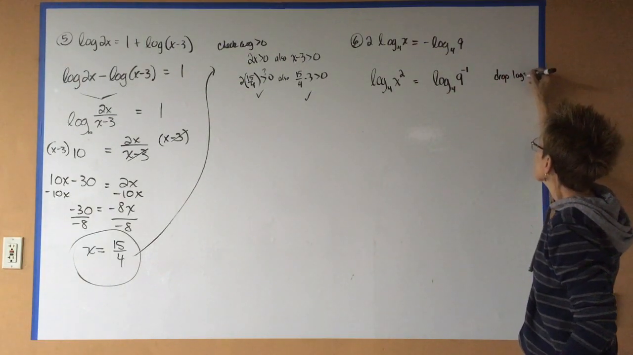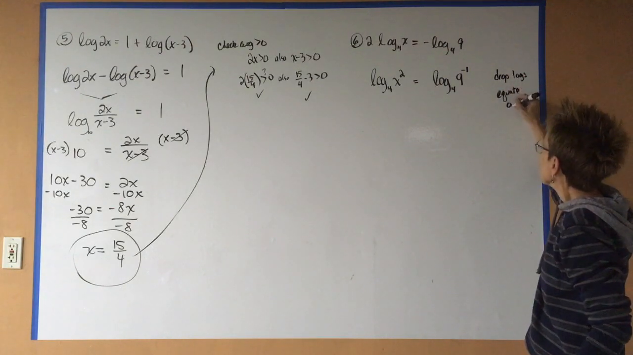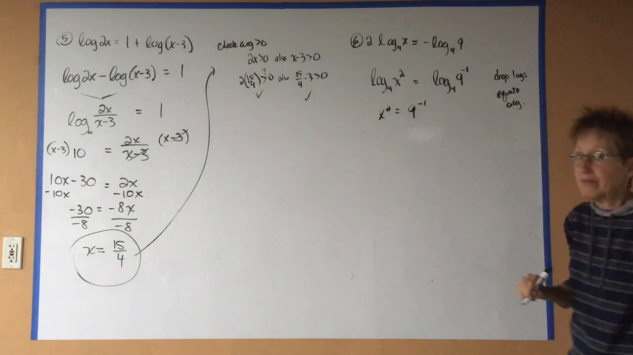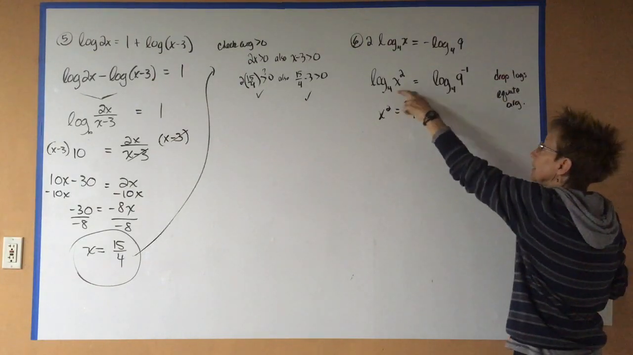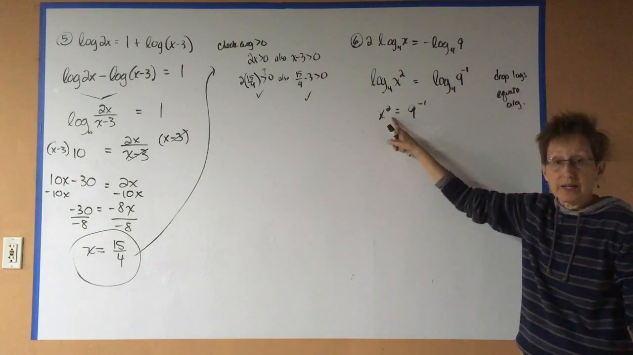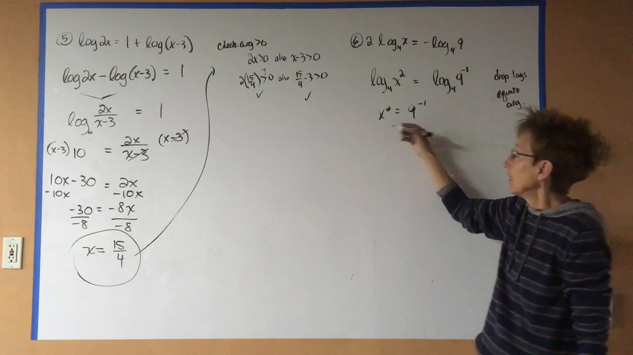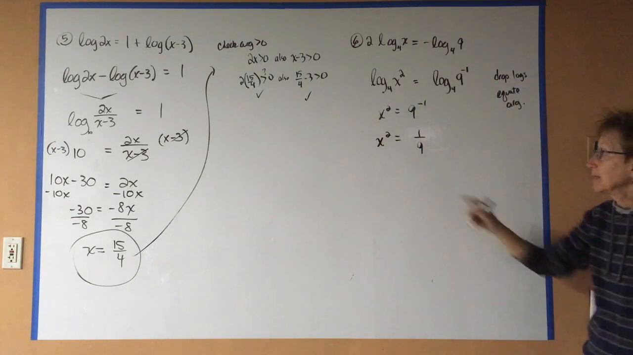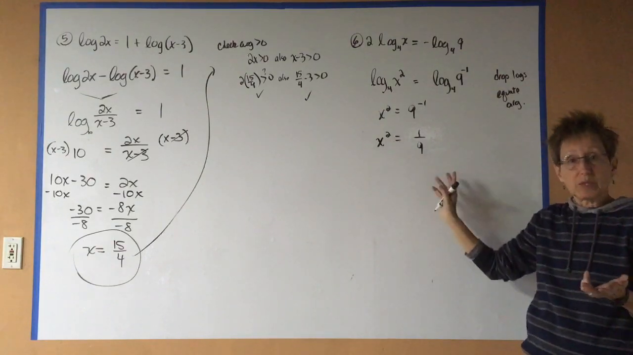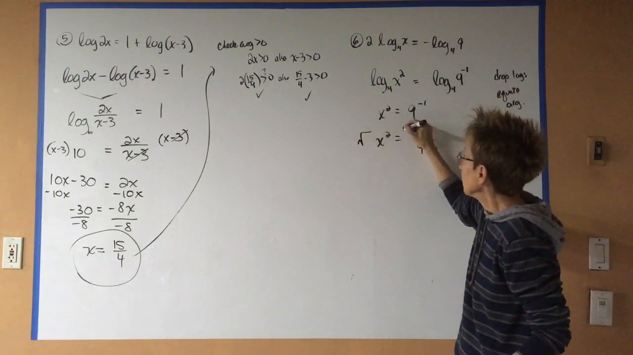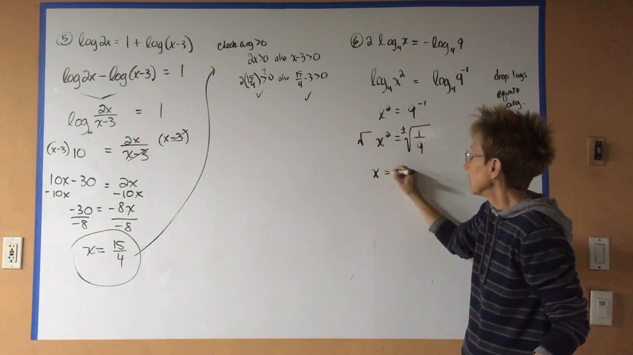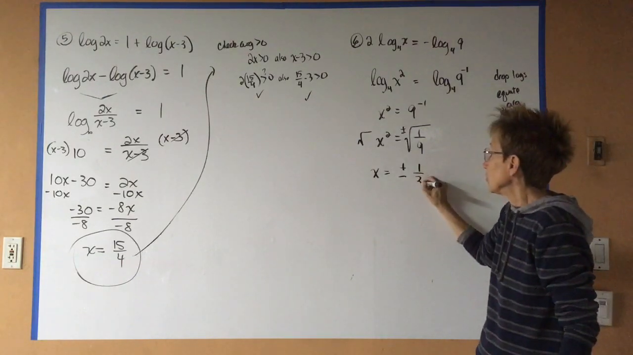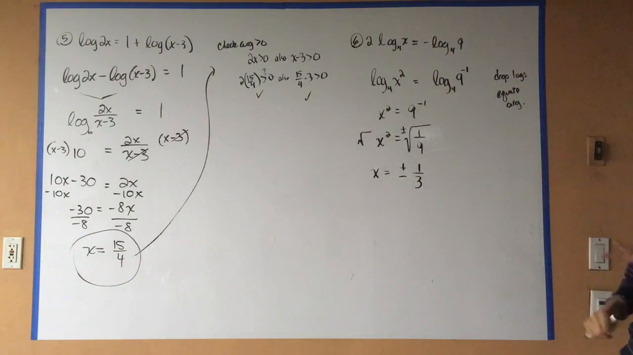Now I can use my new property and drop the logs and equate the arguments. So this says x squared equals 9 to the negative 1. How nice is that? This argument equals this argument. This is quadratic. I'm just going to rewrite what this says. So x squared equals, what is 9 to the negative 1? 1 over 9. How many answers am I going to get? 2. What's the easiest way to do this? Square root property. Square root plus or minus square root. So x is equal to plus or minus the square root of 1/9, which happens to be 1/3. So I get 2 answers here. X is positive 1/3 or x is negative 1/3.